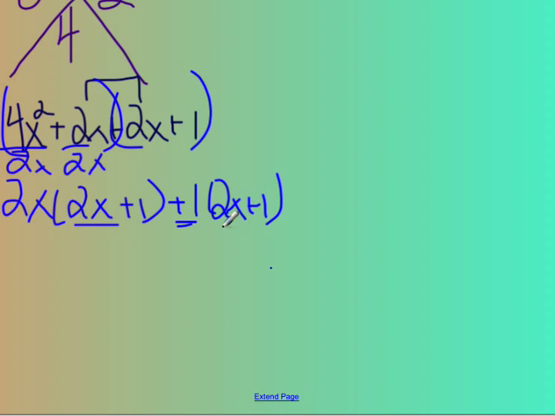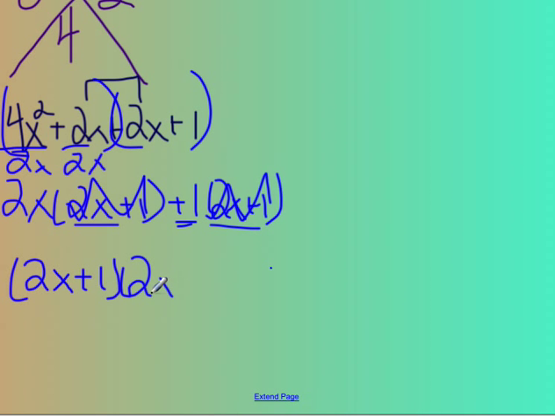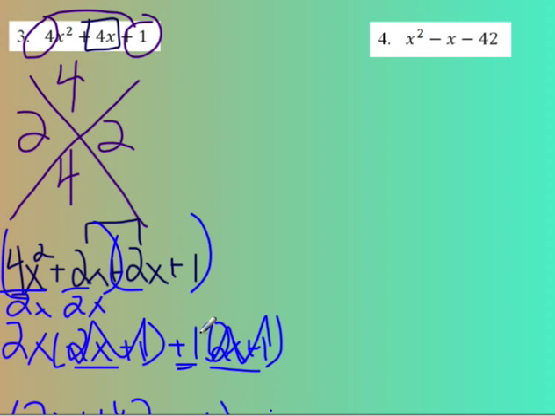So now I notice that my leftovers are matching, so I can go ahead and factor those out. And once I've gotten rid of those, I'm going to write what's left over. So I have 2x plus 1 times 2x plus 1. Now I'm going to write that as 2x plus 1 and then quantity squared. So I'm going to write it as one binomial being squared.